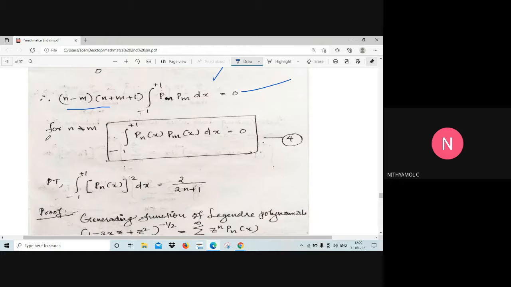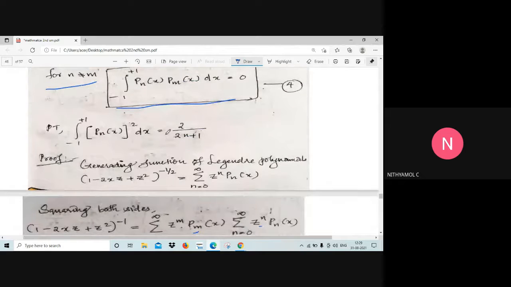Third term only, that is n minus m into n plus m plus 1 times the integral from -1 to +1 of pm dx equals 0. That is for n not equal to m in this equation. For n not equal to m, then we can directly write the integral from -1 to +1 of pm x dx equals 0. So that is our first equation.